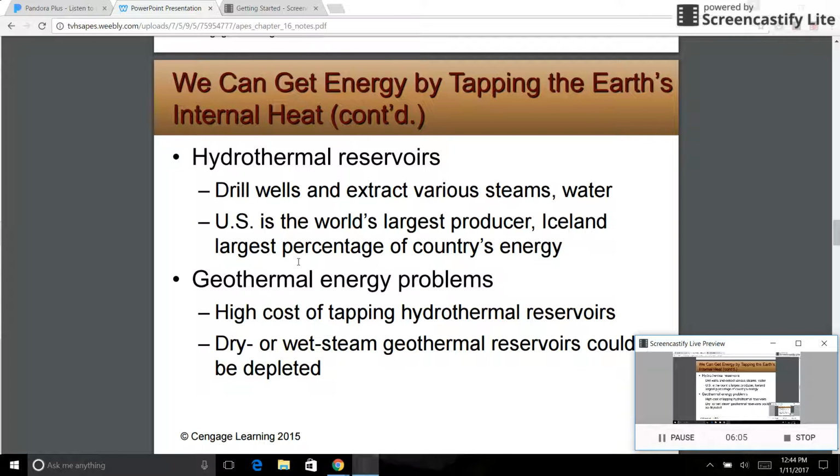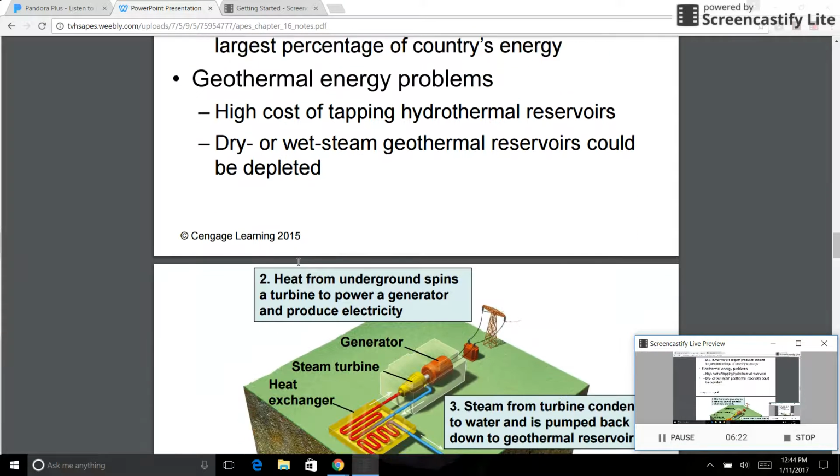So in some places, they actually send fluids down. They get heated up, they recollect them, and then they come up. In other places, they're actually extracting that dry or wet steam. And in those places, there is the potential for them to be depleted.